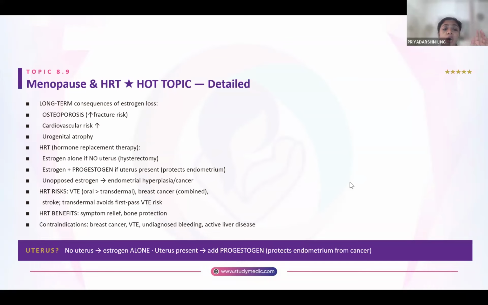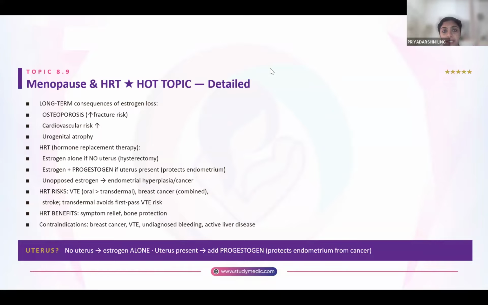VTE. Any woman who's got a history of VTE in the past, especially an unprovoked VTE, you have to keep that in mind. Undiagnosed vaginal bleeding, you don't know what is the cause of bleeding here. Don't put the woman on HRT. You'll have to make her understand, evaluate, and find out the cause of this undiagnosed vaginal bleeding. And once you make the diagnosis, give her the treatment. Like say if it is endometrial hyperplasia, treat her first and then you go in for HRT.